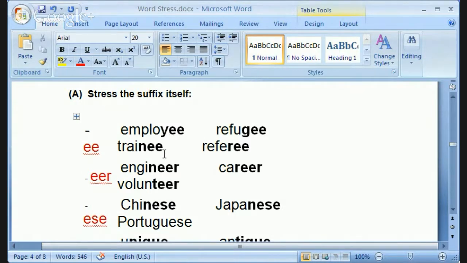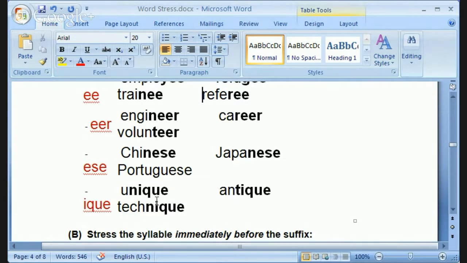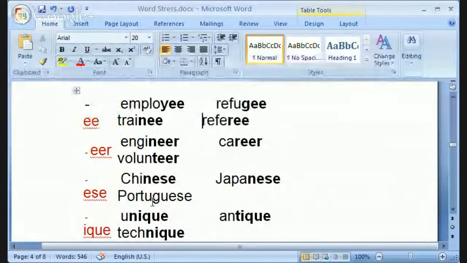Now, some of these are nouns: employee, engineer, of course, Chinese, Japanese. These are adjectives: unique, antique. Technique is a noun. So IQUE can be either a noun or an adjective. Mostly we're looking at nouns and adjectives that end with the E sound. This is very unusual, especially for nouns and adjectives. It's not normal to end a noun or adjective with stress. This is quite rare, and it only happens with these long E sound suffixes.